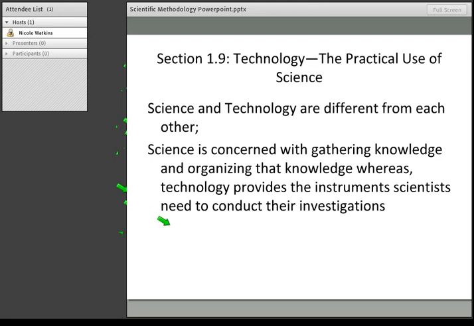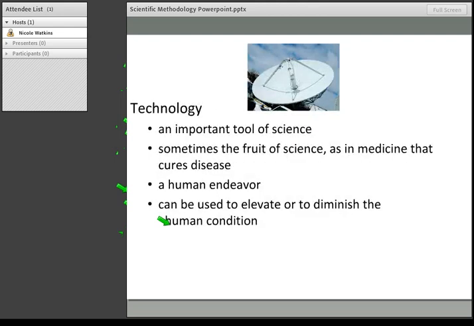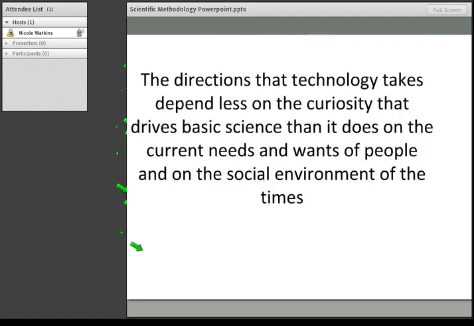So make sure that you pay attention to the types of technology that help to provide us with answers, because technology is an important tool. It can be used to elevate or diminish the human condition. And by that, what I mean is your book ends this chapter with a nice discussion on getting you to think about the direction that technology is now taking.